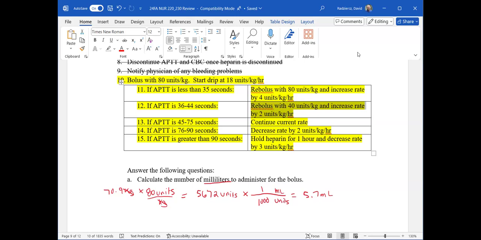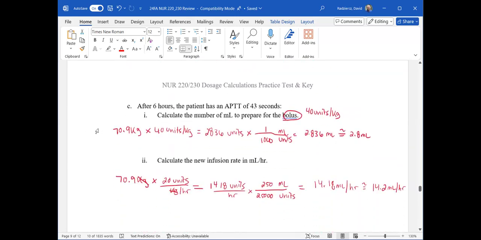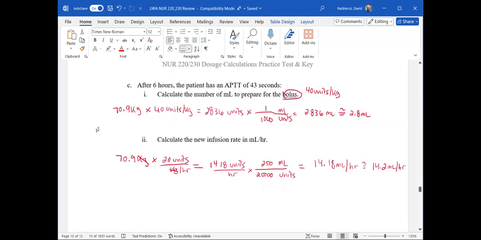Okay. Will you scroll back down? Yep. Okay, so you did the 40 units, and then it said to increase the rate by, or the units by 2. So, when it says that, like the 70.9 times 40 units, is that the 2836, or did you add an extra 2 units? No, this is the bolus. So the bolus was 40 units.